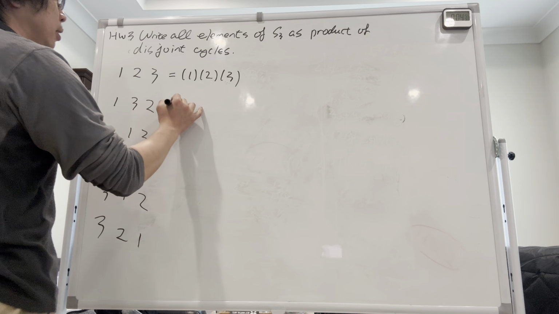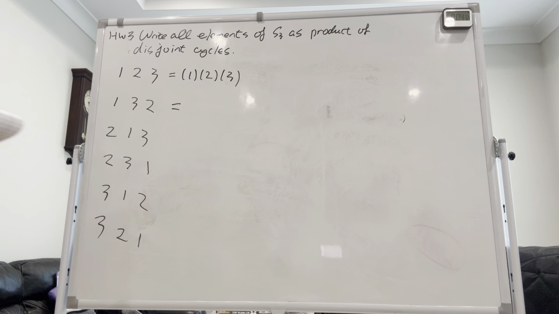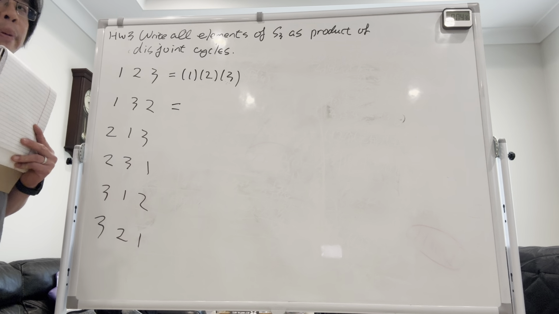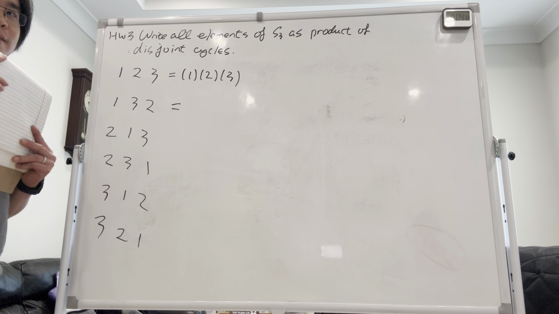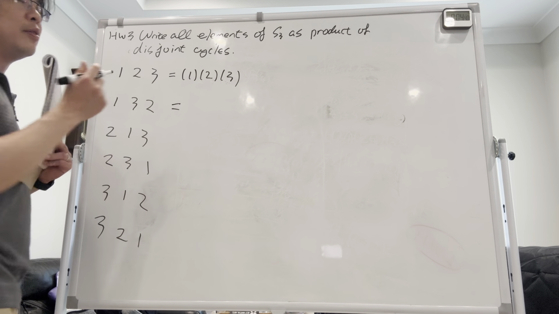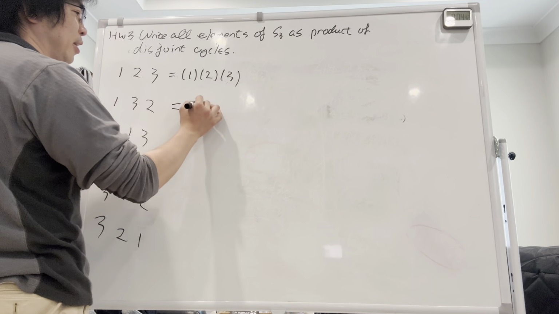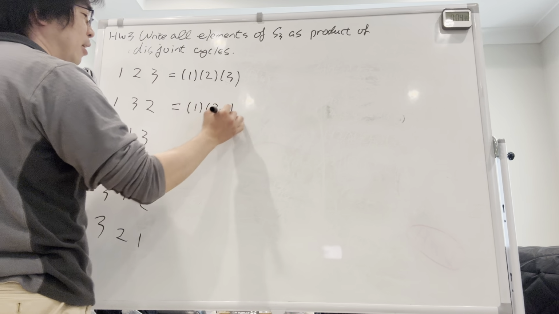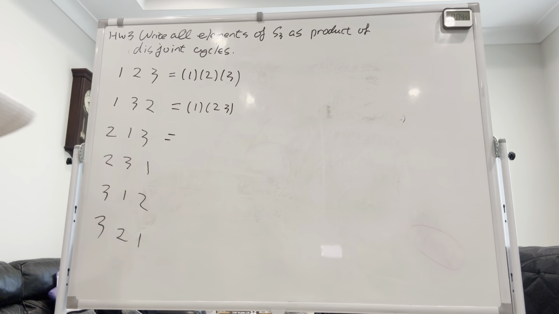This one is probably easier. What is this one? 1, and then 2, 3, with parentheses, please. Opening parenthesis 1, closing parenthesis. Opening parenthesis 2, 3, closing parenthesis. Just making sure we have no misunderstanding. Did you have to write the 1? Yes, you have to.